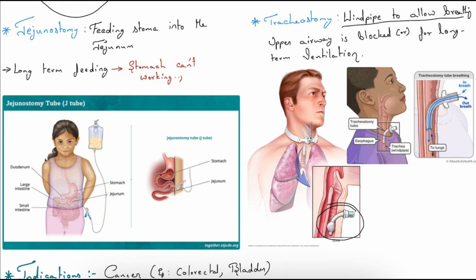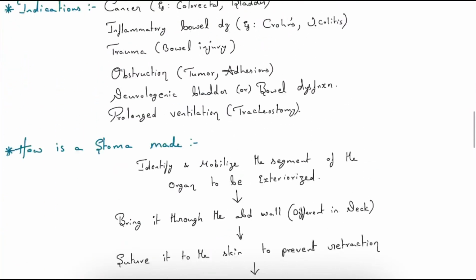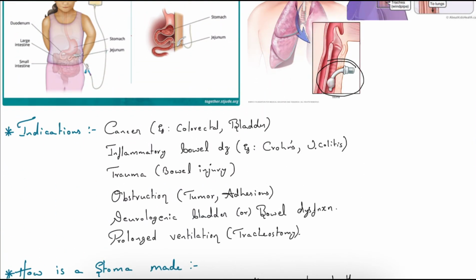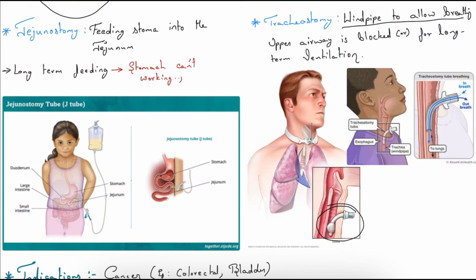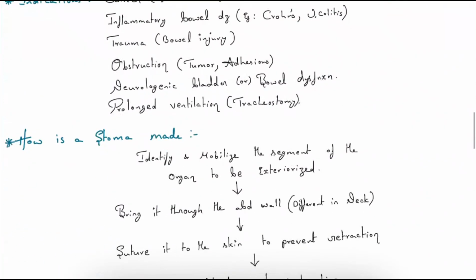So next we have classification based on construction. Based on construction, one is end. We discussed before, end means only one bowel end we can see. Next is loop. Loop means bowel loops we can see. Double barrel means two bowel ends we can see. Next, divided loop means separated limbs. Okay, so these are the things.